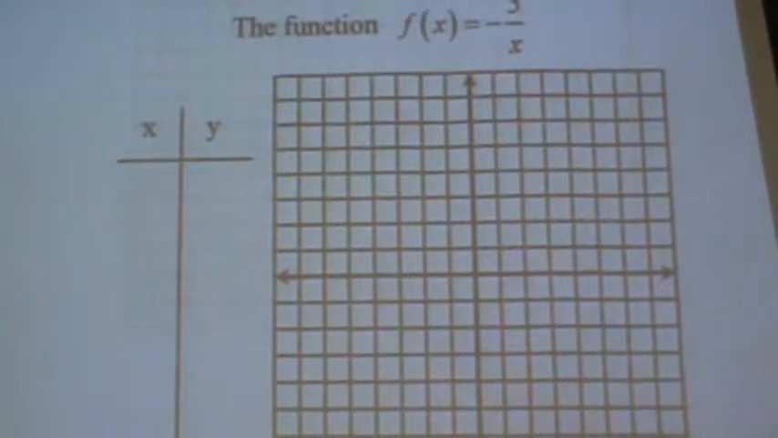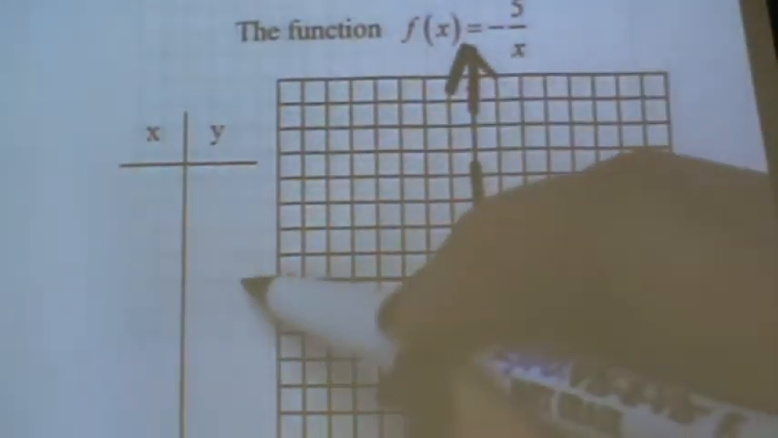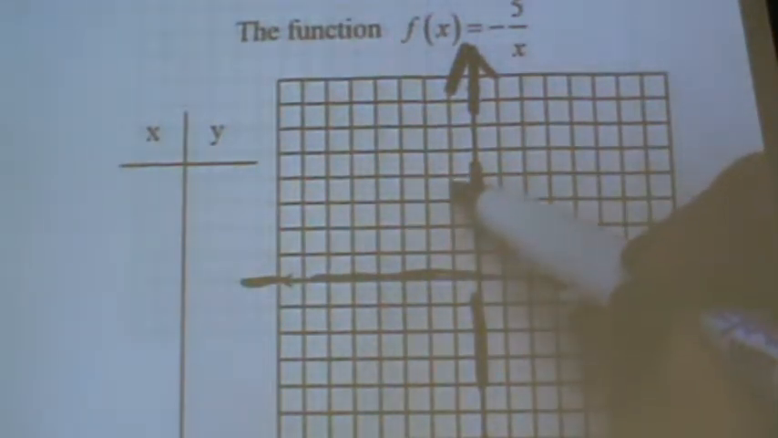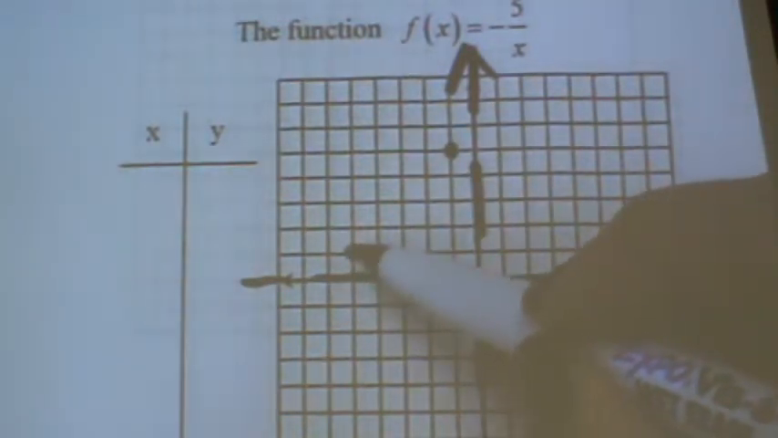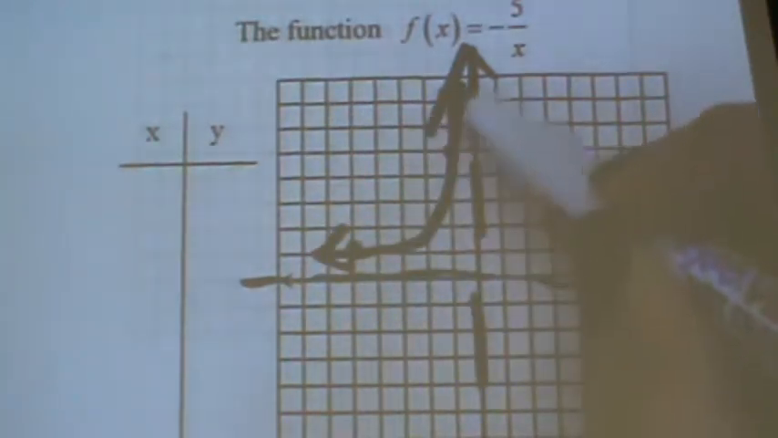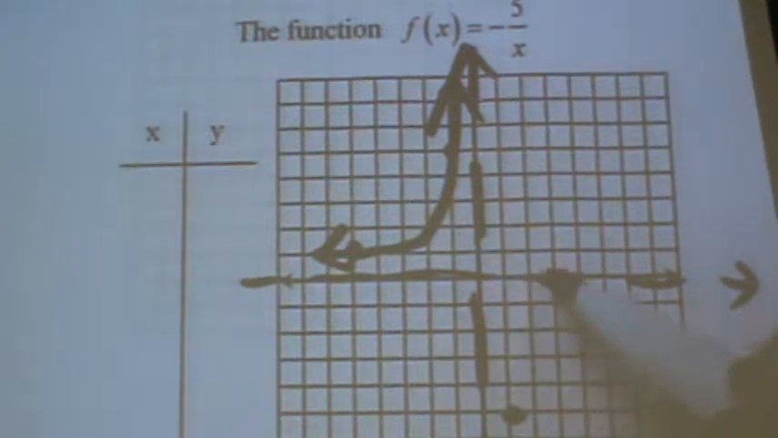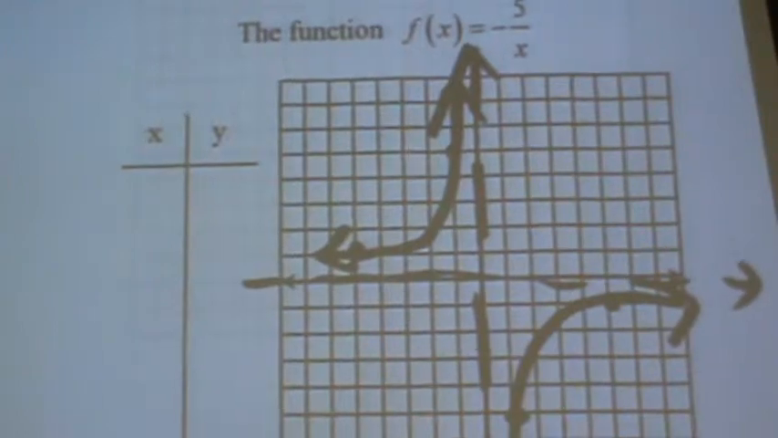And what's different about this one right here? Where are you going to be at here? You're going to be in quadrants 2 and 4. So over 1, up 5. Over 5, up 1. And over 1, down 5. Are we good? Yeah. Okay, flip it over.